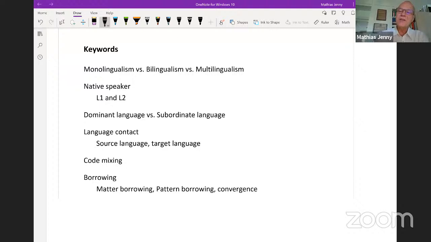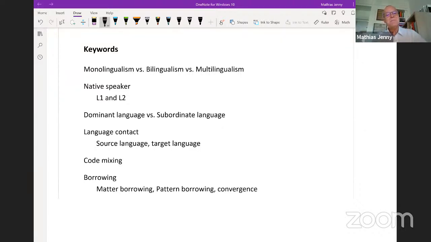When there are more than one language in a scenario when people communicate, there is what you call language contact. The languages come together, the languages are in contact with each other. When there is language contact, these languages influence each other in a way that one language can be called the source language, the language that gives some material to another language, and the target language is the language that receives material from a language.